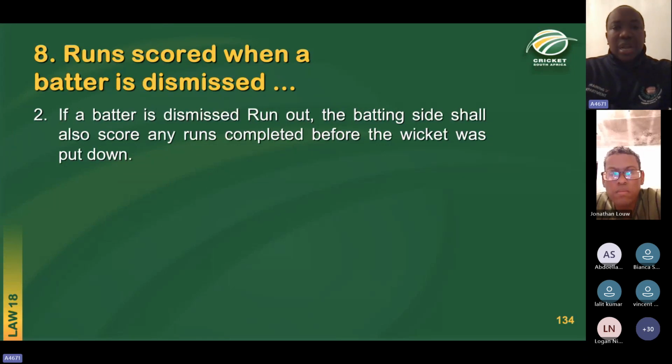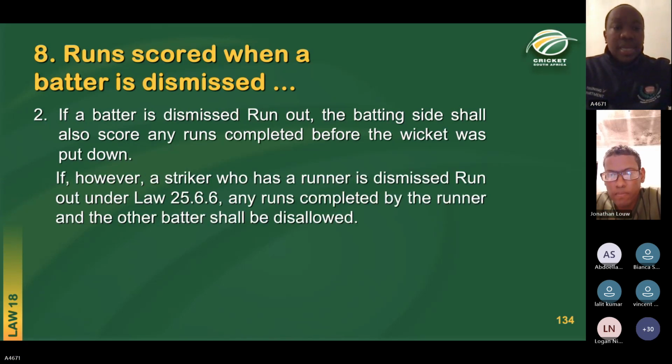If a batter is dismissed run out, the batting side shall score any runs completed before the wicket was put down. So if a batter was run out on the second run, then the first run which was completed will count. Only the second run will not count because they were run out before the second run was completed. If, however, a striker who has a runner is dismissed run out, any runs completed by the runner and the other batter shall be disallowed. Some of you will be surprised to see that law still talks about runners.